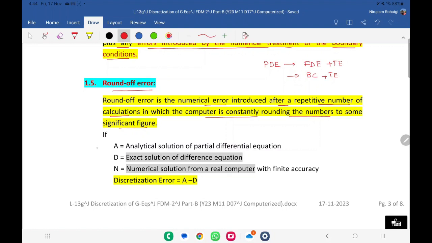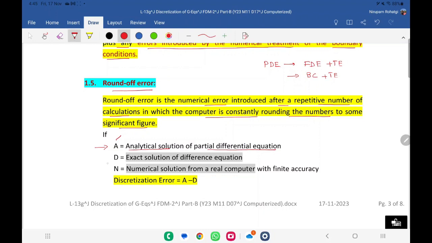First is that A is your analytical solution of the partial differential equation. So you have a partial differential equation, you find the solution to it, and the solution is A, and that is a perfect solution. No approximation you have made. You have partial differential equations, you have the solution to it. Okay.